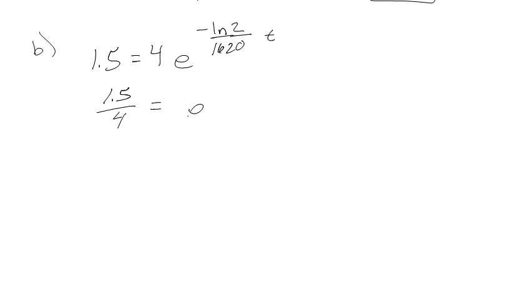So if we start with 4, we're going to end up with 1.5. That's e to the negative natural log of 2 over 1620 times t. At some point, I'm probably just going to break down and use a calculator, but I only marginally care about the actual answer. I just care to make sure I actually know how to solve it. Let me take, what's 1.5 over 4? It's like 15 over 40, divide by 5, is 3 eighths. Take the natural log of both sides. What is she doing?